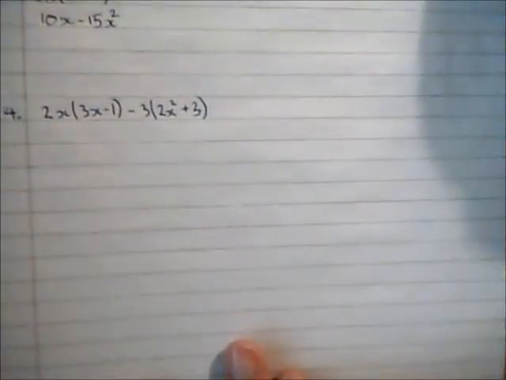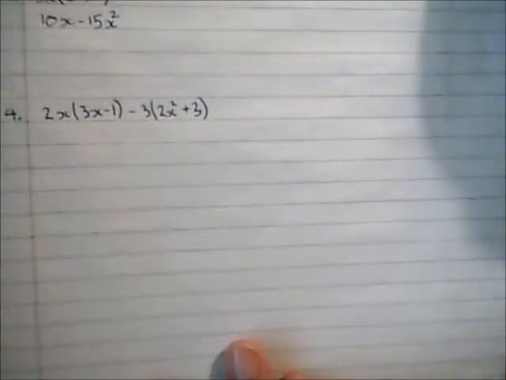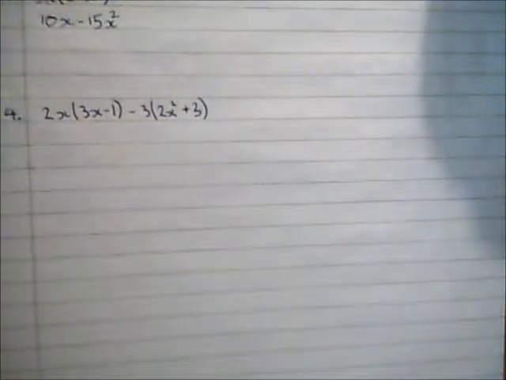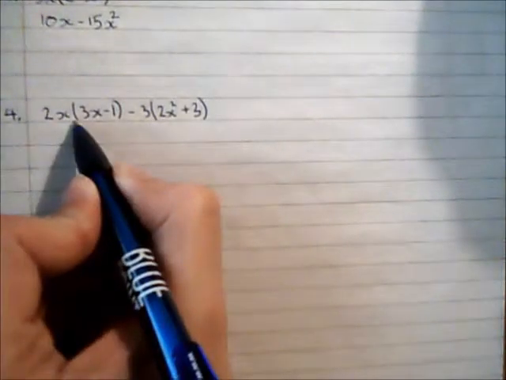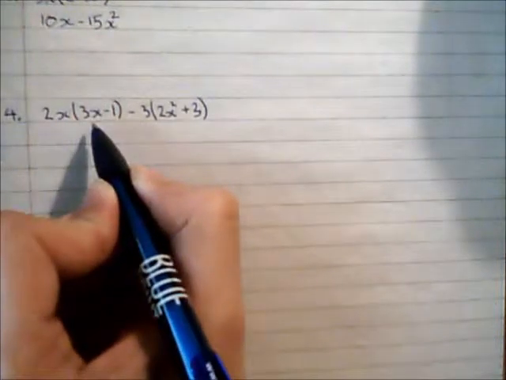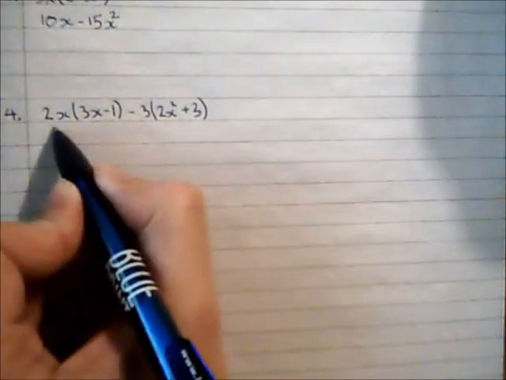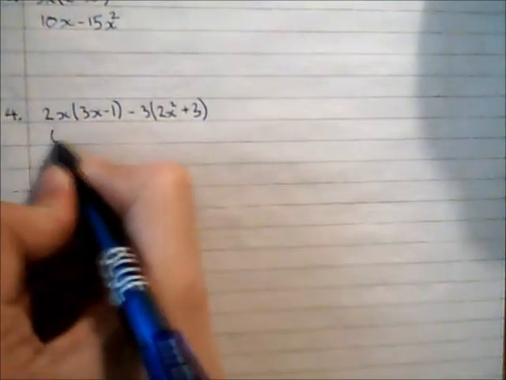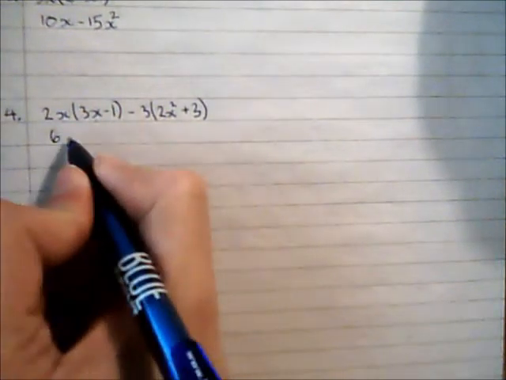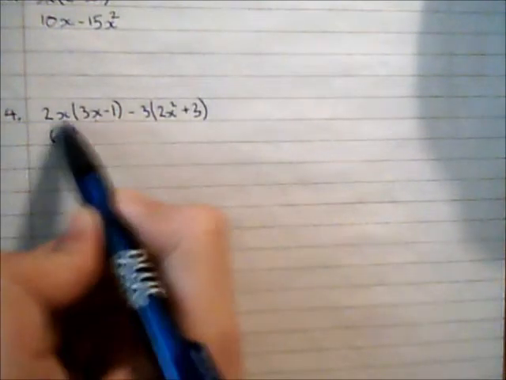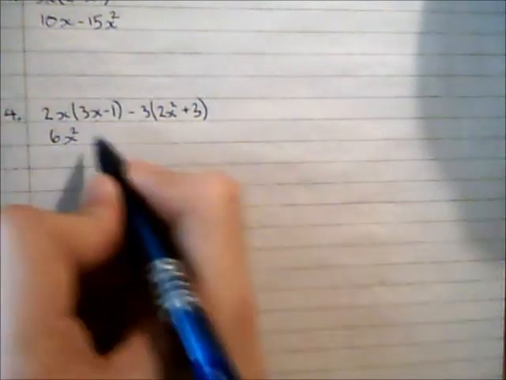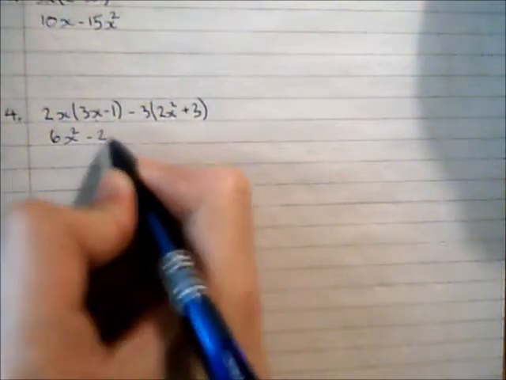And this final example is the hardest kind of question really with a single bracket that you might come across. So first of all I'm going to expand this first bracket. So 2x multiplied by 3x. So again I'm going to do the numbers first. So 2 multiplied by 3 will give me 6. And then x multiplied by x will give me x squared. And then 2x and then just negative 1, so that will just give me negative 2x.